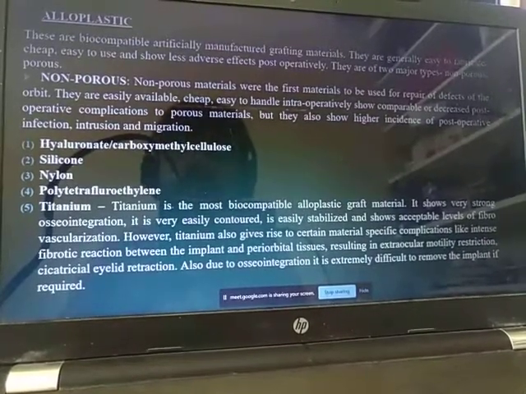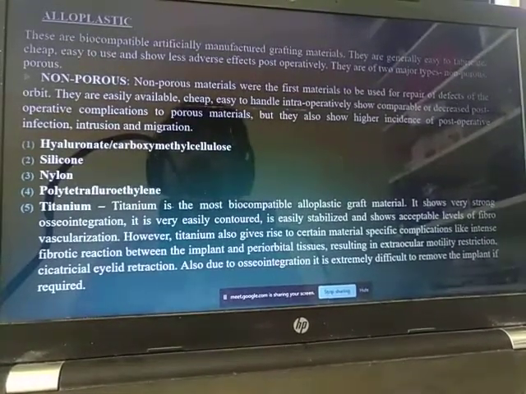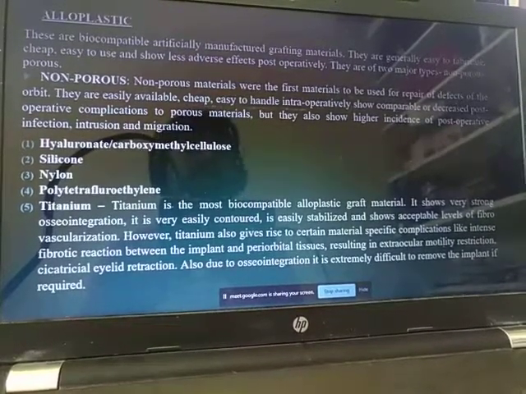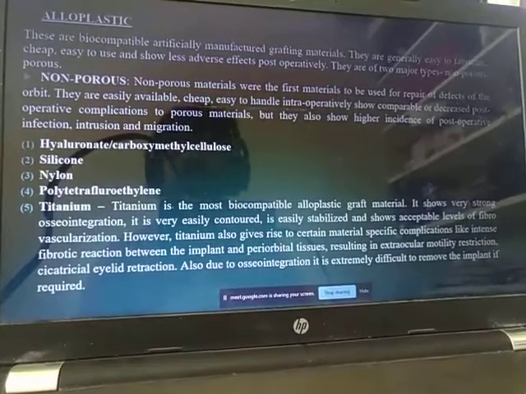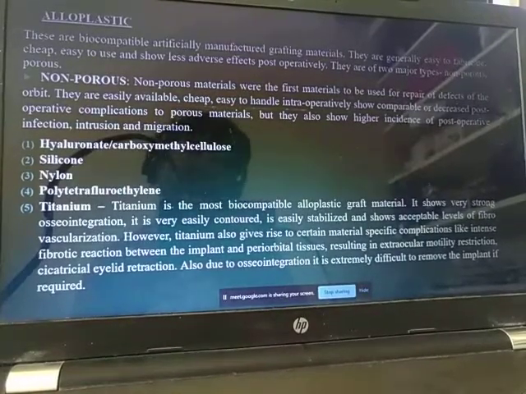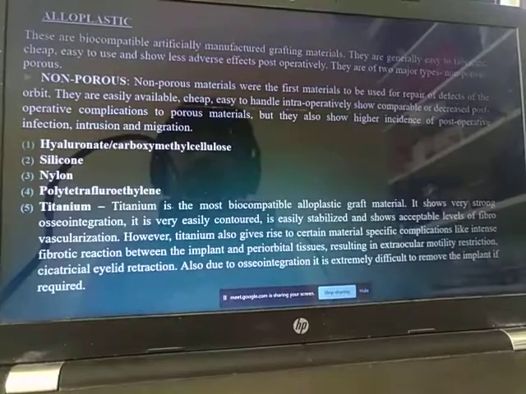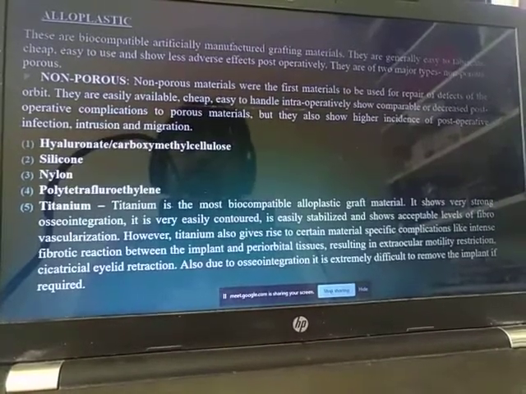Coming to alloplastic materials, these are biocompatible and artificially manufactured grafting materials. They are generally easy to fabricate, quite cheap, and easy to use, and they generally show quite few adverse effects post-operatively. They are majorly of two types, non-porous and porous types.